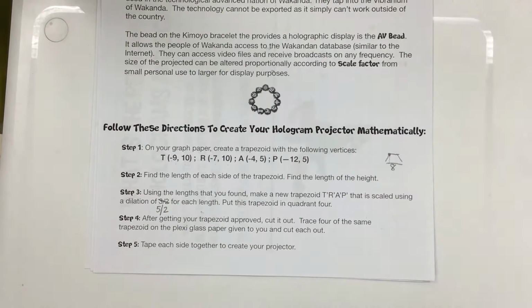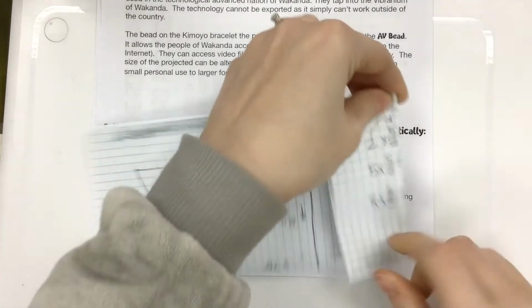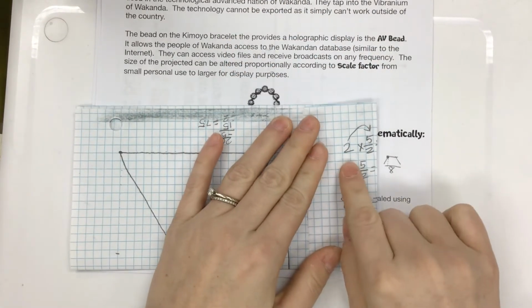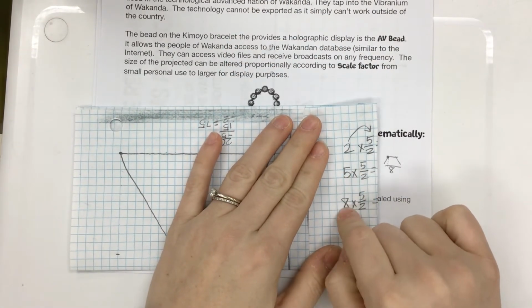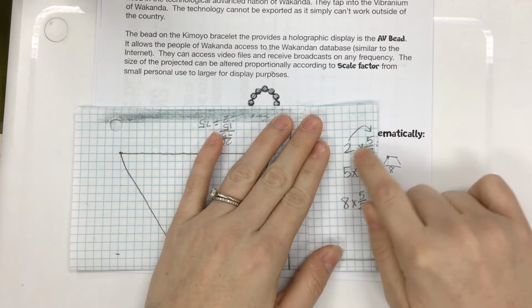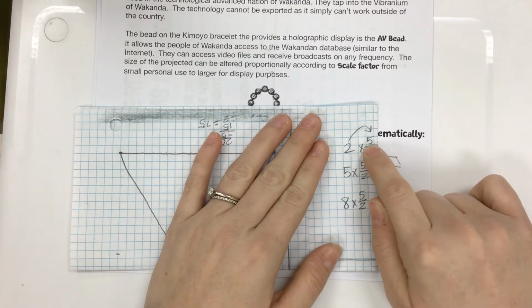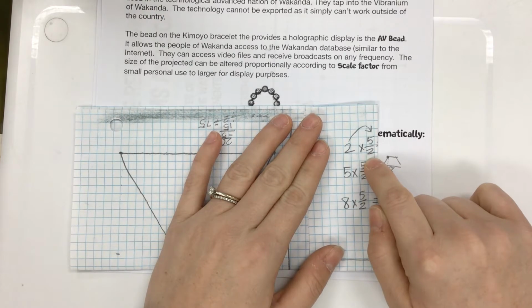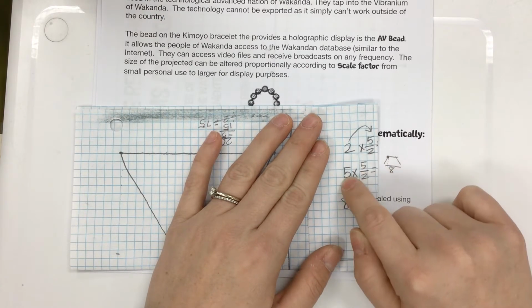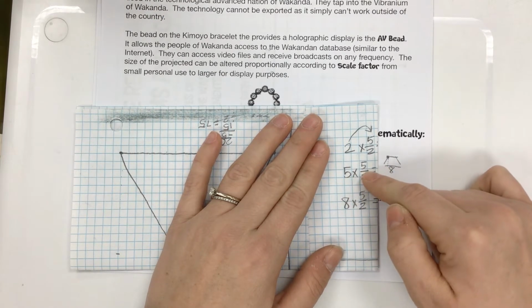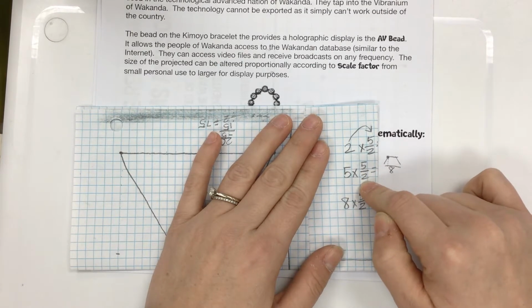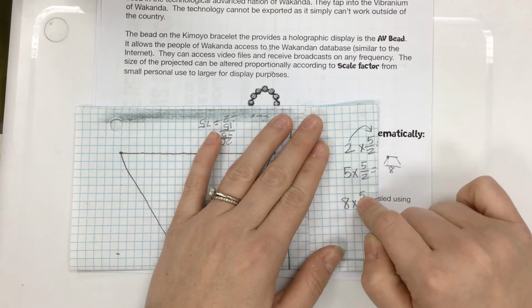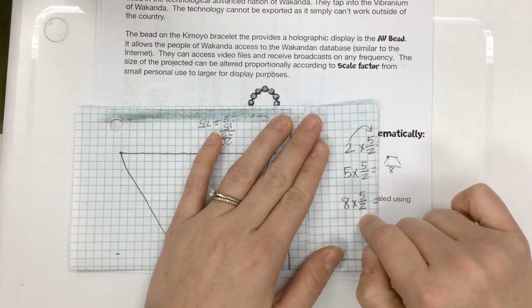So what we're going to do is we're going to multiply each of these lengths by 5/2. So 2 times 5 is 10. 10 divided by 2 is 5. 5 times 5 is 25. 25 divided by 2 is 12.5. 8 times 5 is 40. 40 divided by 2 is 20. Pause the video here so you can double check your calculations.